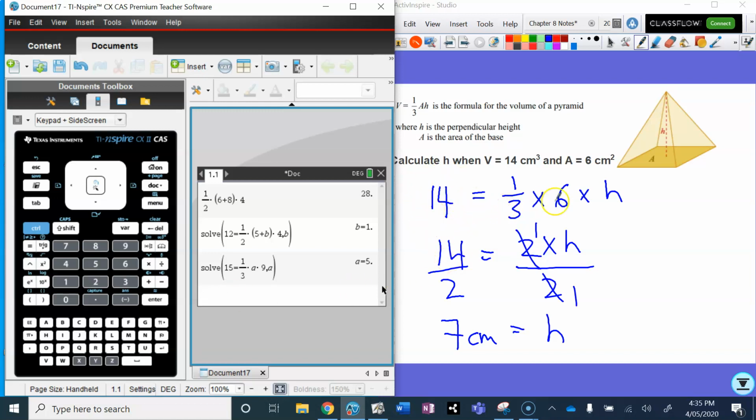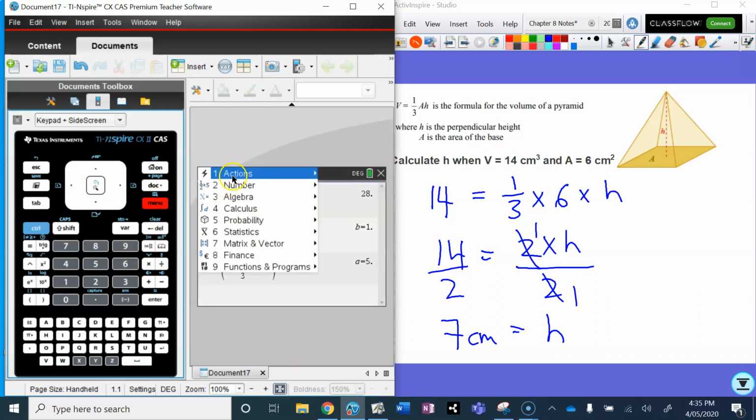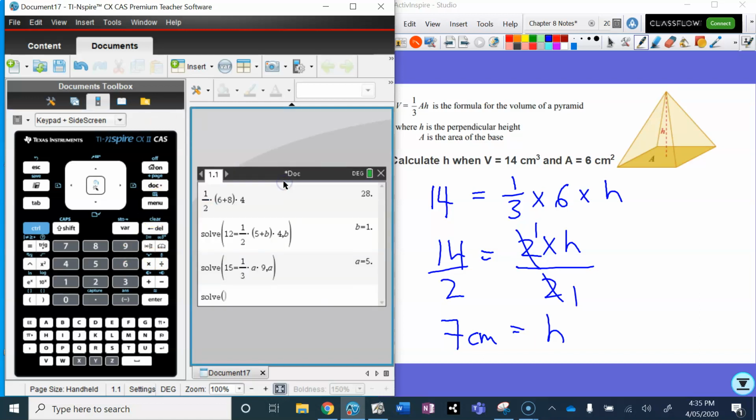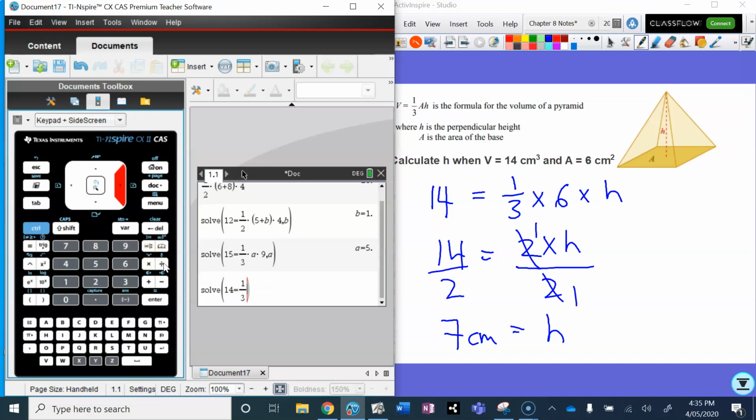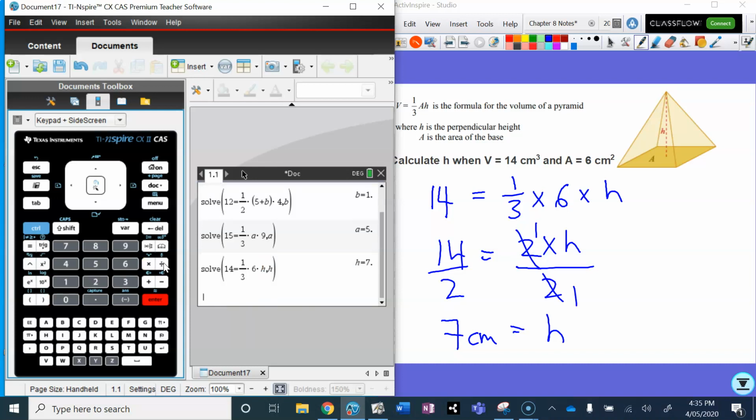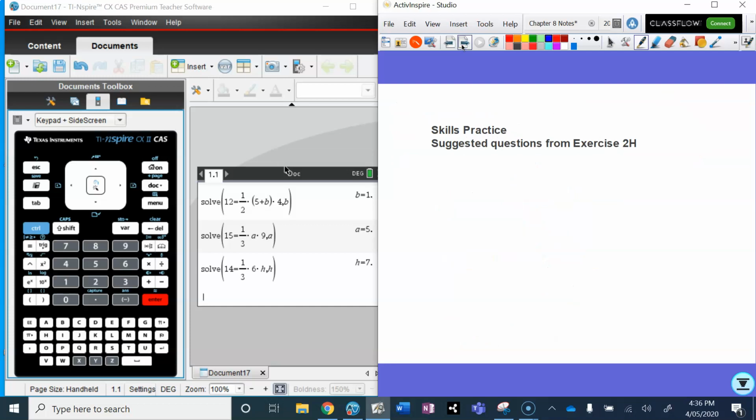We don't know the subject, so I need to solve it for h. So let's go into Menu, Algebra, and Solve. 14, type the equation exactly as you see it, is equal to 1/3 of the area of the base, which is 6, times the height, which is unknown. Tell the calculator, solve it for h. Enter, h is 7. So the skills you need to be able to do on the calculator really is to use the solve function. And to get some practice for those questions, have a go at the suggested questions from exercise 2H.